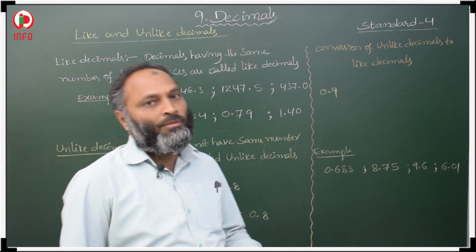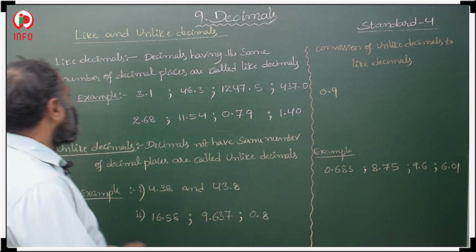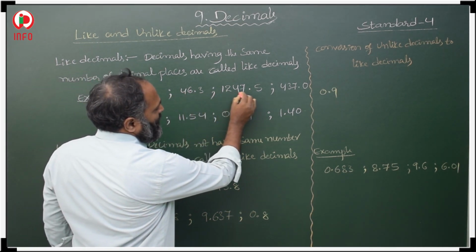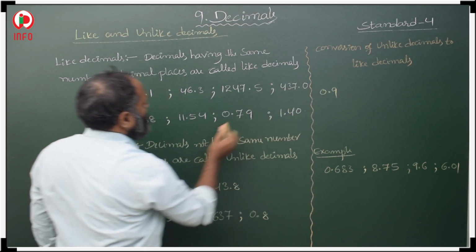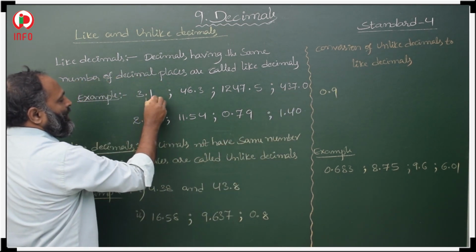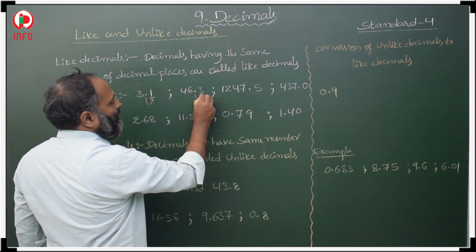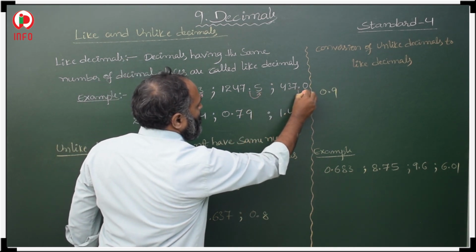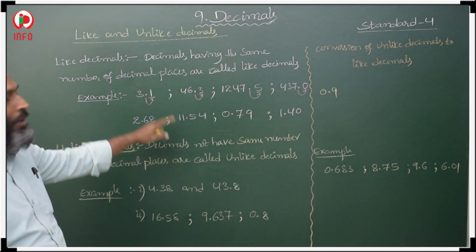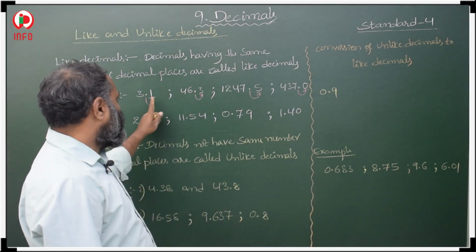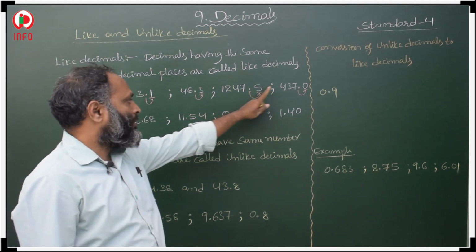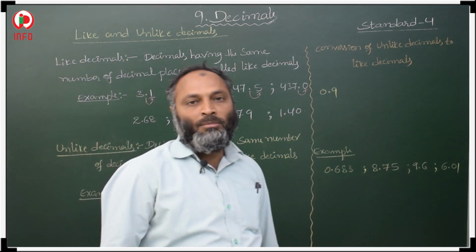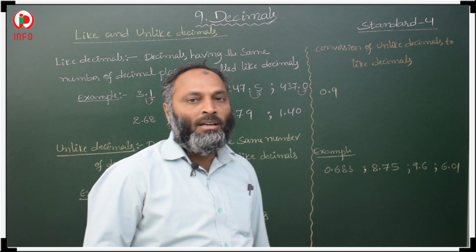What does the same number of decimal places mean? Here 3.1, 46.3, 1247.5, 437.0. After the point we have one decimal place in each. After the point, how many decimal places do we have? One, one, one, one. So if an equal number of decimal places is there in the decimal numbers, those decimals are called like decimals.